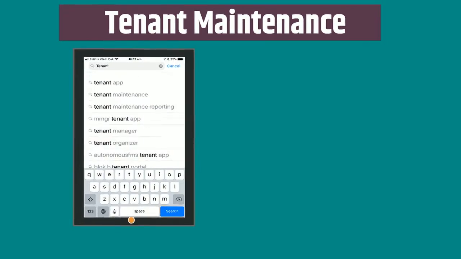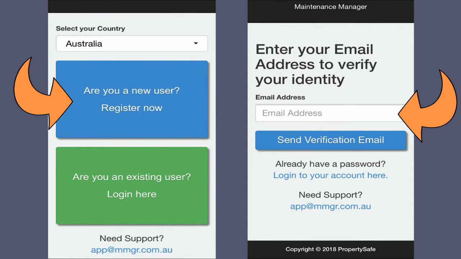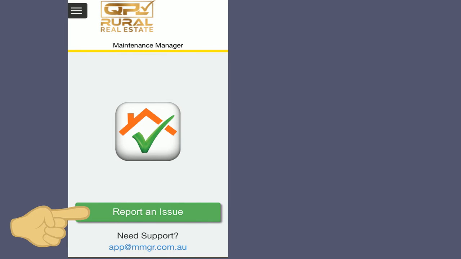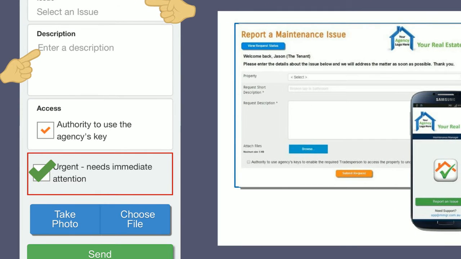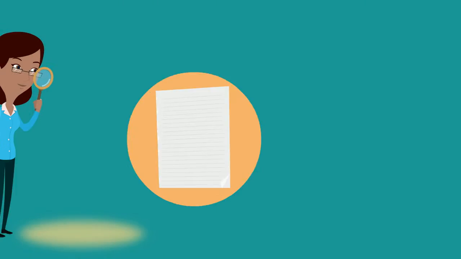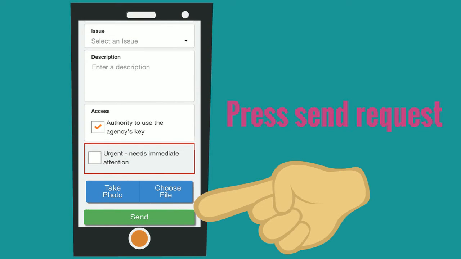The Tenant Maintenance Reporting app is simply downloaded from your Google Play or App Store. To find the app, search for Tenant Maintenance in the App Store and then download for free. First-time users will need to create an account using your email address and a password of your choosing. Once the app is downloaded, simply open the app and click on the Report an Issue button. You will then be prompted to select an issue, enter a description and indicate the urgency of the job. Photos and a good description will help us ensure that we have the right tradesperson attend the job as quickly as possible. Simply press Send Request and the job will be forwarded to us.